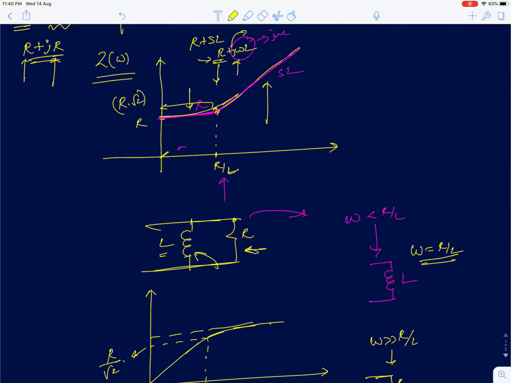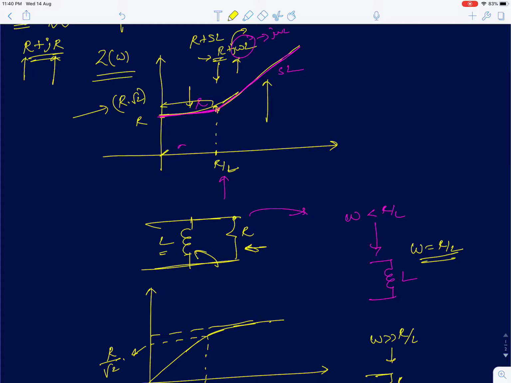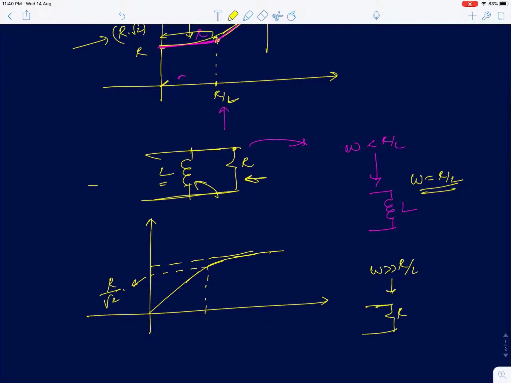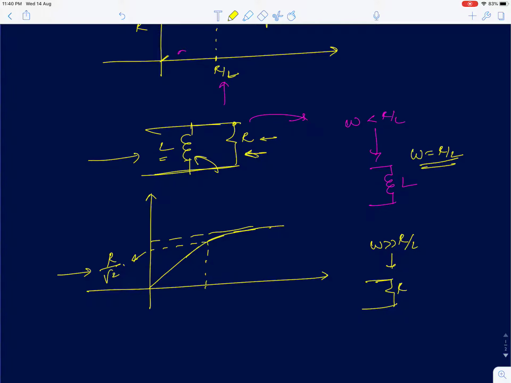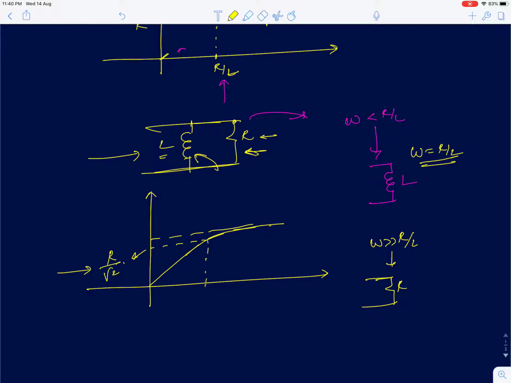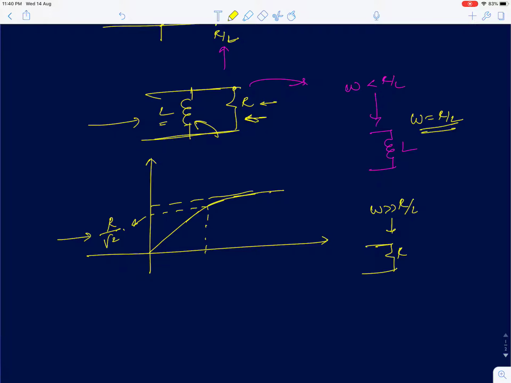Okay, so because it's getting added here, the resistive impedance, on the other hand here both of them are in parallel, so the effective resistance will be lower than R, so that's why you are getting R by root 2. Okay, so for a parallel RL network, for low frequencies it will behave like an inductor, for high frequencies it will behave like a resistor, and the opposite is true for a series RL network.